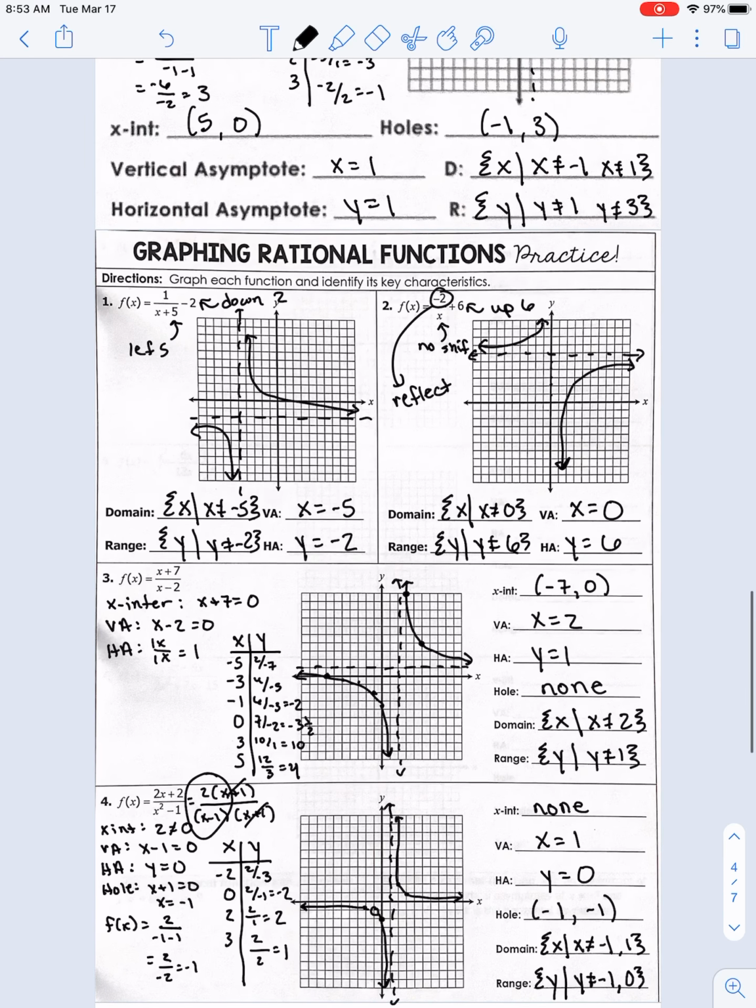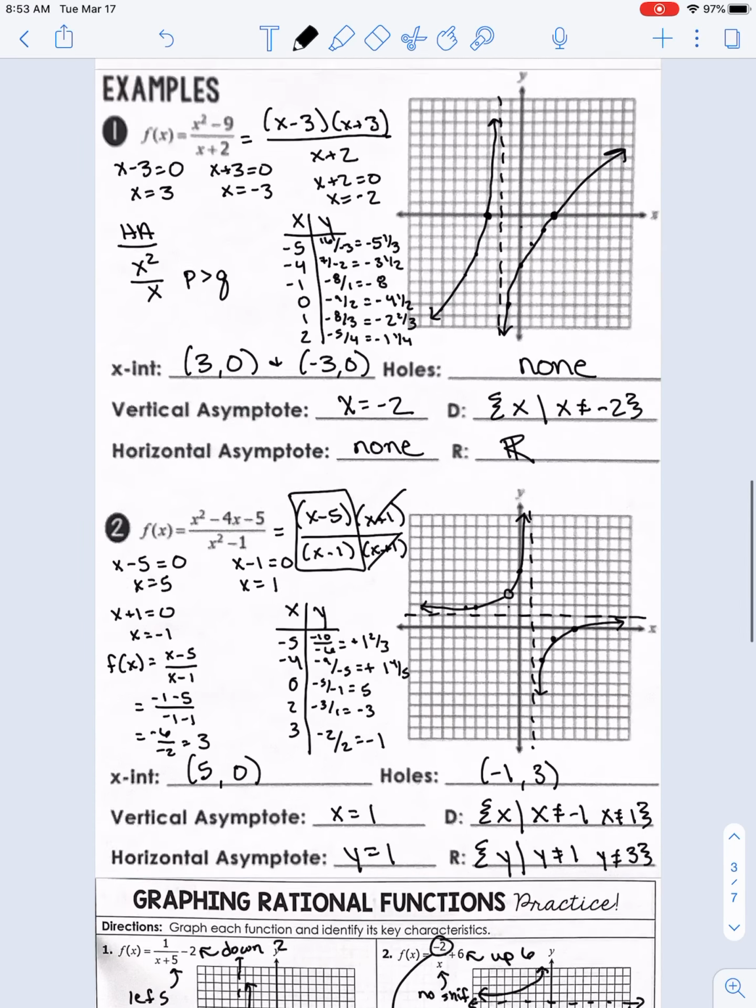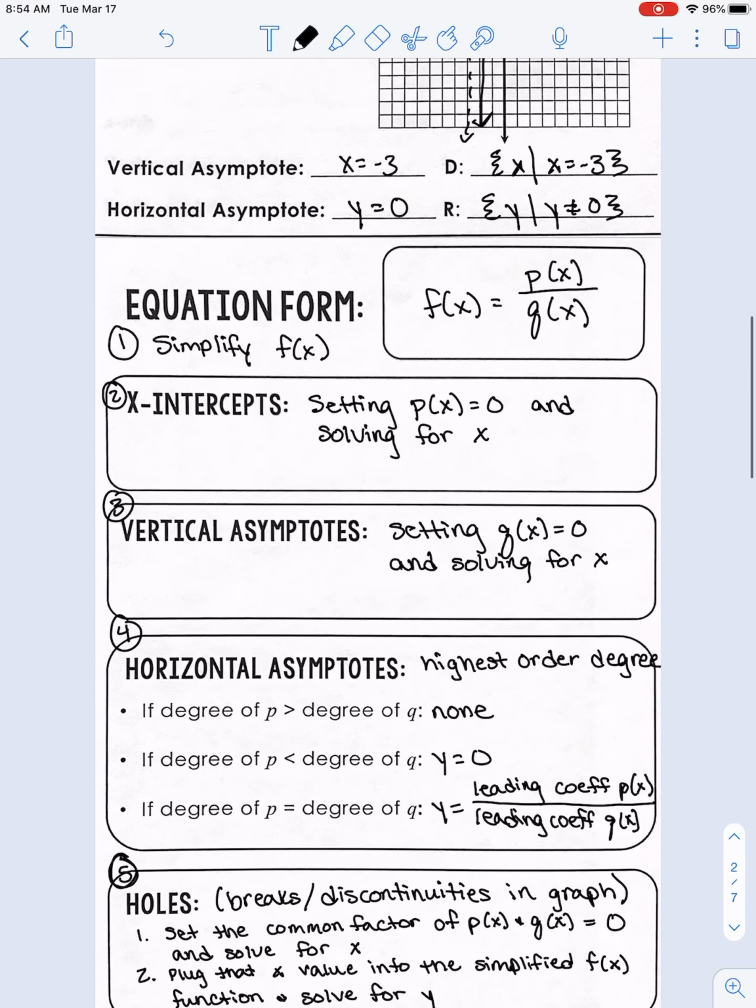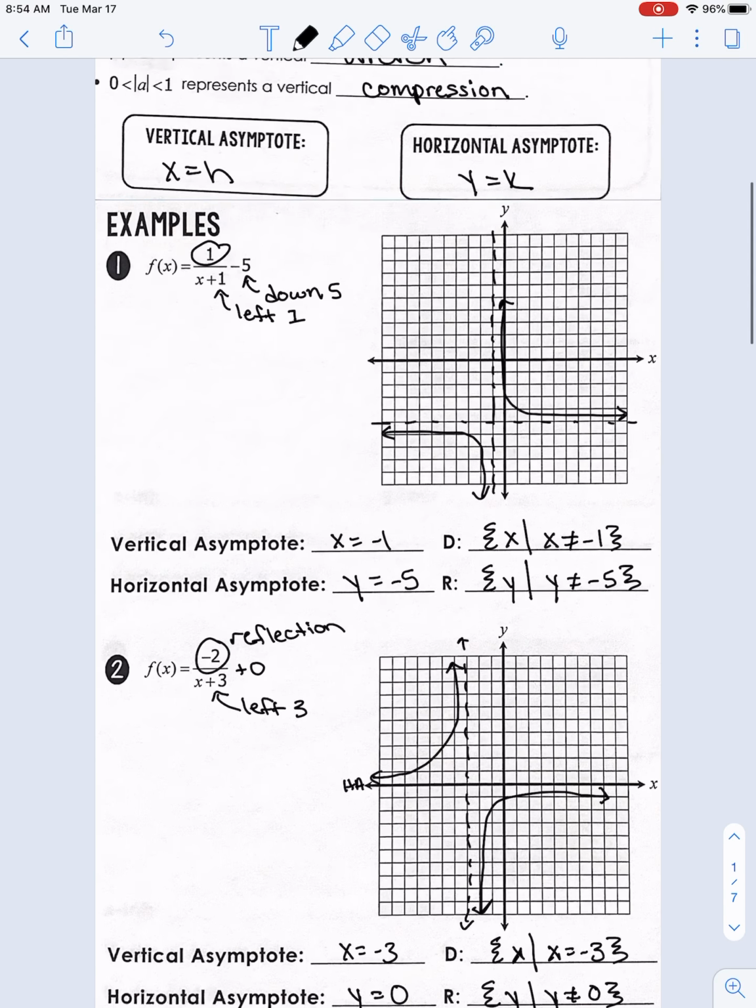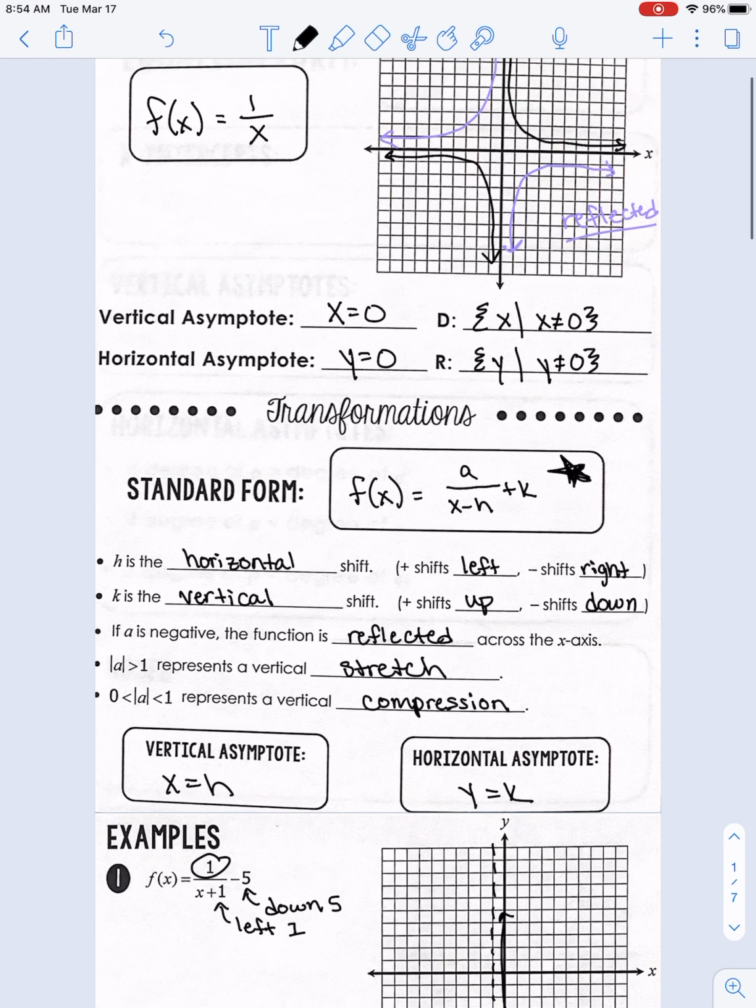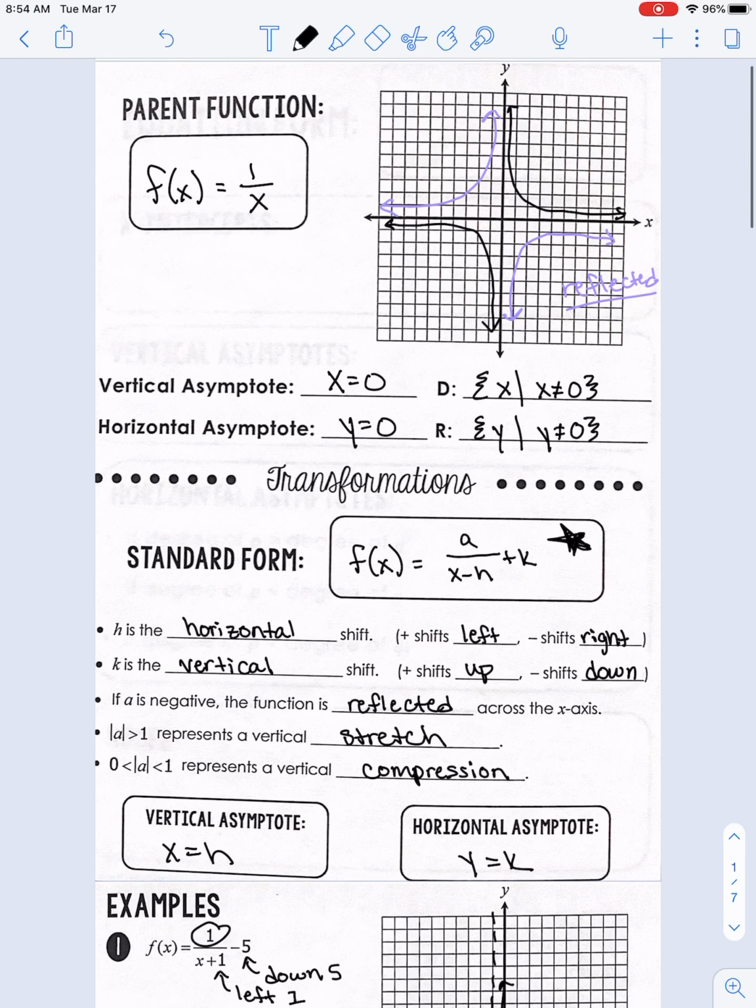So that is it for the review for graphing both reciprocal functions as well as rational functions. Go ahead and get started on your homework. I think it's 8.8, which is the review of graphing.